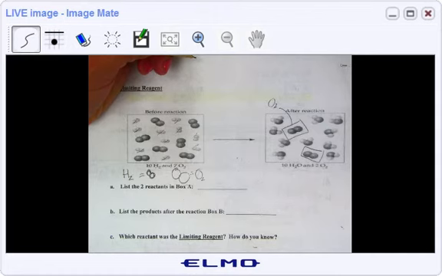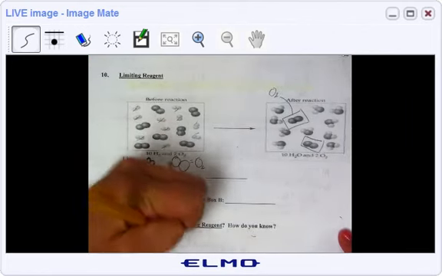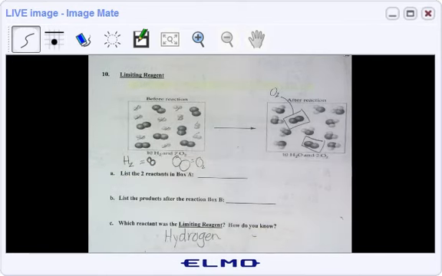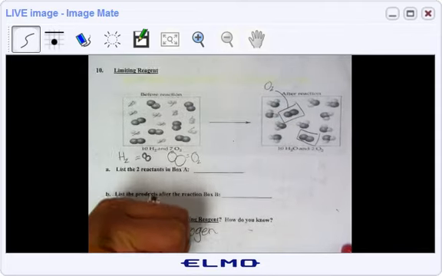What did we run out of? What is there no more of? Hopefully you said hydrogen. So for C, the limiting reagent would be hydrogen. That's what we ran out of. That is what limited the process. And what is an excess reagent? And that would be the oxygen. That's what's left over in excess.